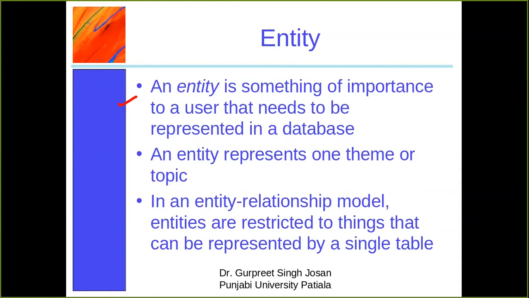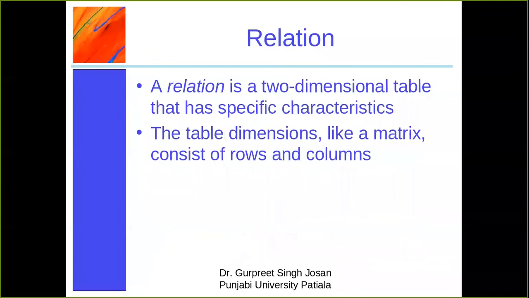So an entity is something of importance to a user that needs to be represented in a database. An entity represents one theme or one topic. In an entity relationship model, entities are restricted to things that can be represented by a single table. So in the ER model, when you are representing an entity, that entity will be represented by a single table in the relational model. From the ER model, you will create the relational model. In the relational model, everything will be treated as a table, everything will be represented in the form of tables.